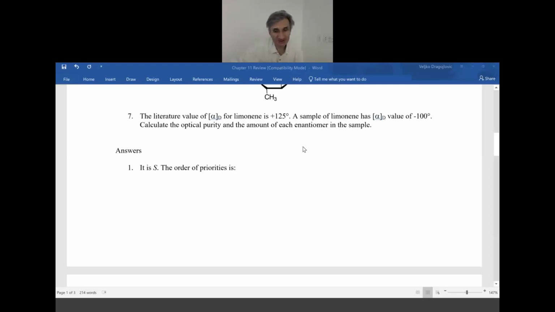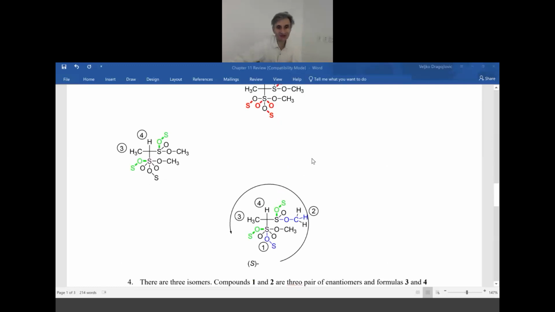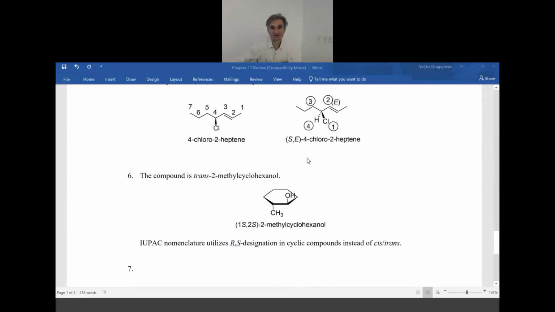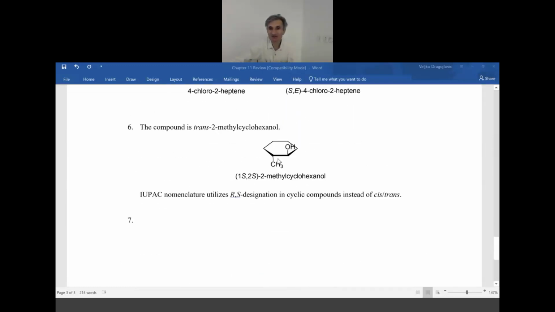Now, IUPAC nomenclature for cyclic compounds is not cis-trans, it's R/S, because each of these is a chirality center, and you should name it as R or S according to IUPAC nomenclature. Now, I don't know how many of you would be able to do it, and how much time it would take. Probably a lot of time.